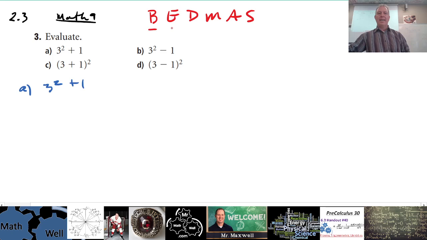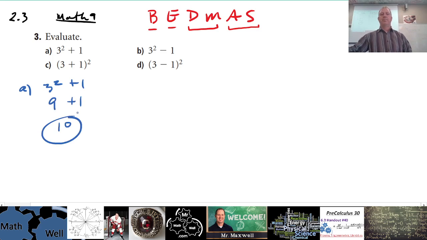So that's your order of operations, that's your hint there. We do brackets, then exponents, then division, multiplication, whichever one comes first, left to right, then addition, subtraction, whichever comes first, left to right. So 3 squared is 9, plus 1, 10, done. That's what A should look like.